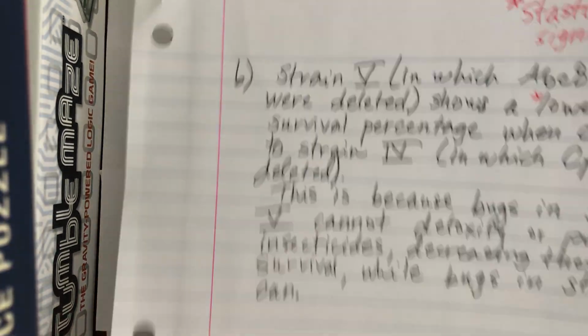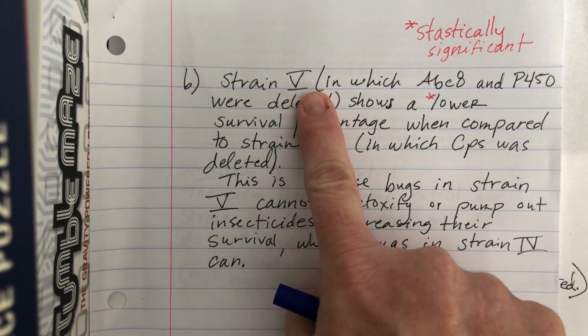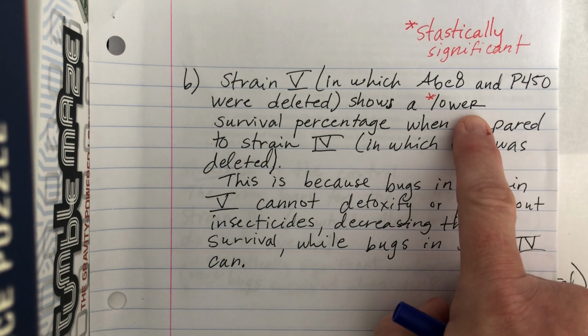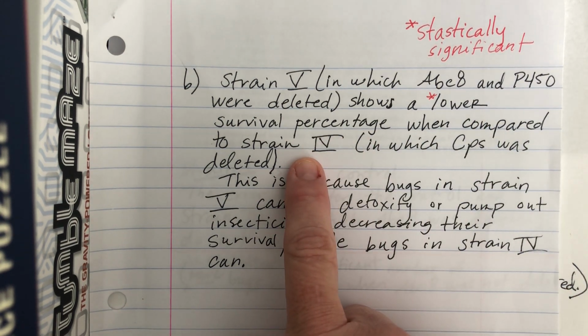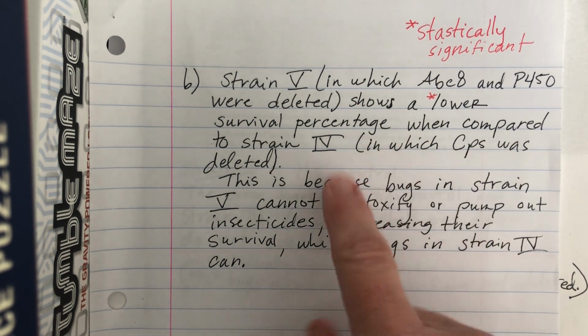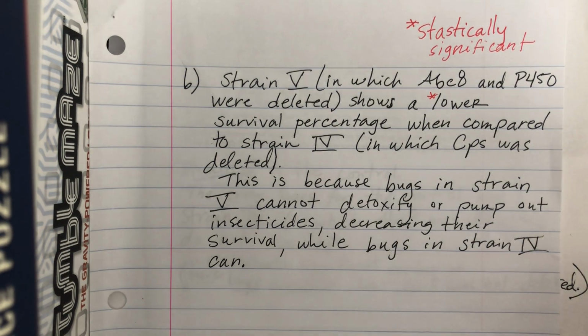Part B looks like this. Strain 5, in which ABC8 and P450 were deleted, shows a lower survival percentage when compared to strain 4, in which CPS was deleted. Most of you guys got that. Like, you were able to come up with that, but then the explanation, kind of tricky, y'all.